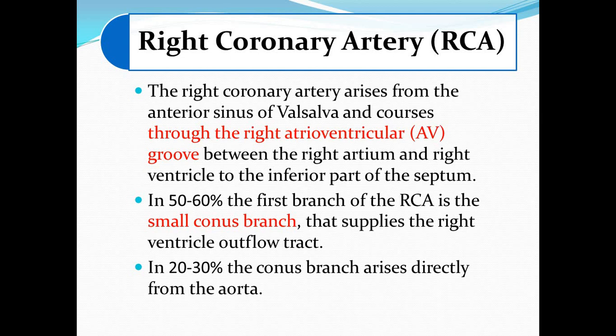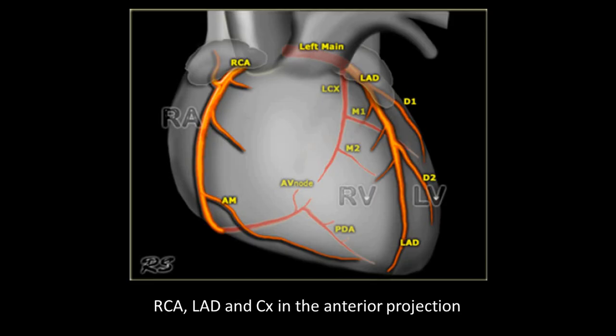In 50 to 60% of the population, the first branch of the right coronary artery is the small conus branch that supplies the right ventricular outflow. In 20 to 30%, the conus branch arises directly from the aorta. We will see a case shortly. So this is the right coronary artery. Usually the first branch is the one that is supplying the right ventricle outflow.